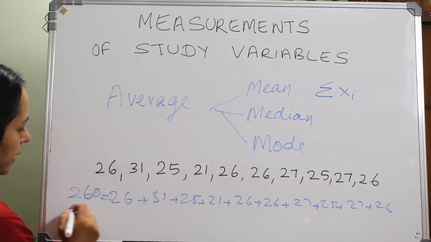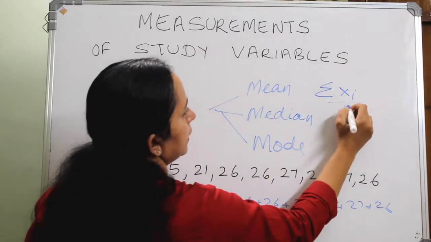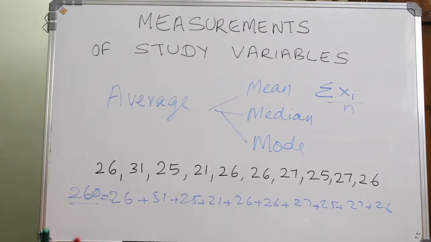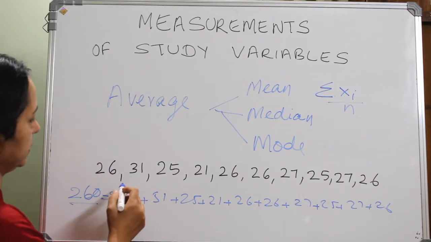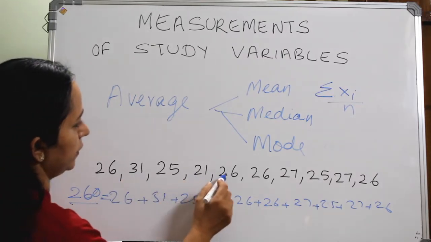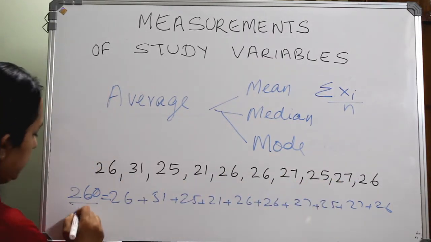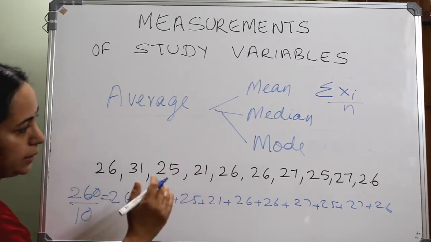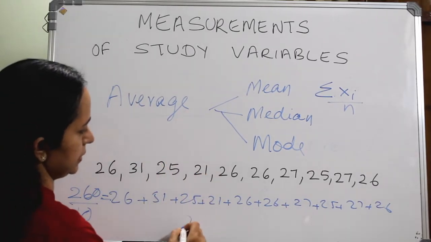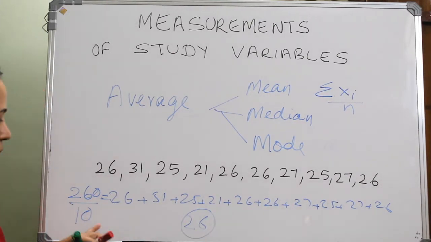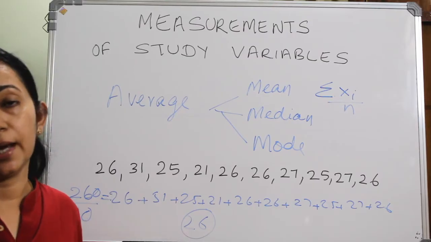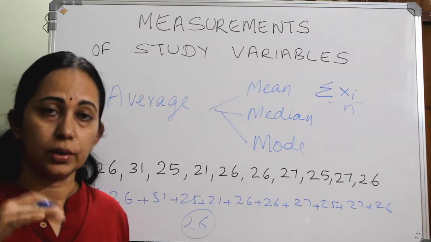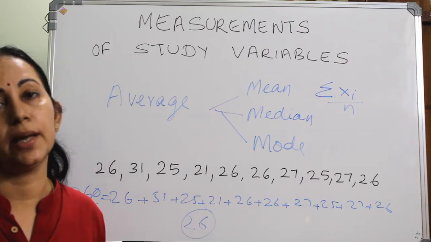And divided by the number. The sum of all variables divided by the number of variables. Here it is 10. Okay, so the mean age is 26. This is how you have to calculate the mean. Add all the data, all the variables, divided by the number of variables.